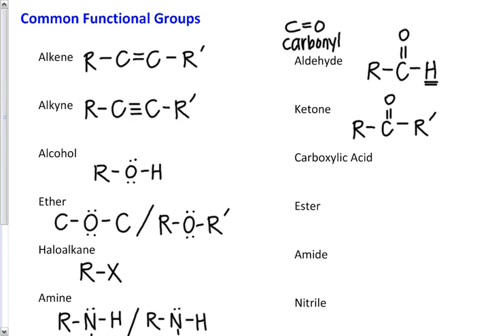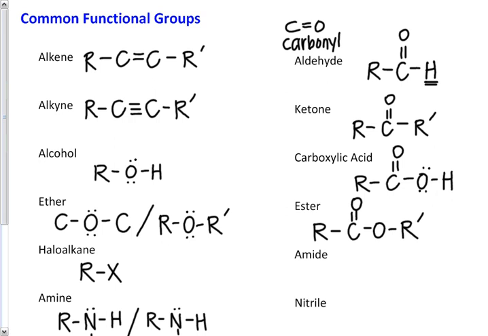A carboxylic acid, you should be familiar with acetic acid. You have a carbon chain and then connected to C double bond O. There's that carbonyl group again, OH. An ester is a compound that has an R, C double bond O, and then another O with another carbon chain. It's kind of like a combination of a carboxylic acid and an ether.